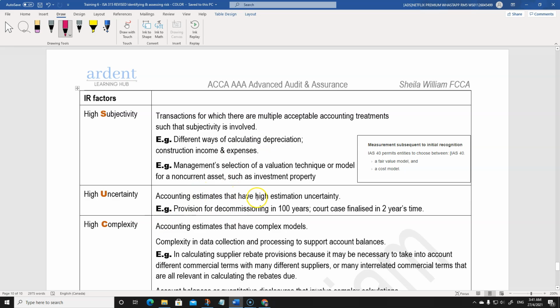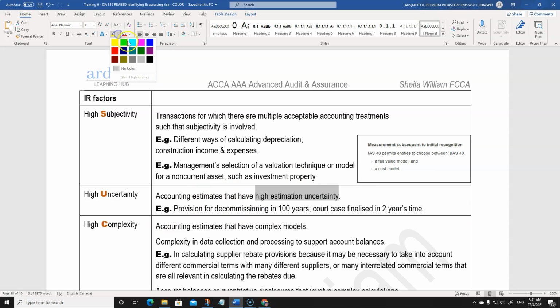Now, not all accounting estimates come under this category. Here, what are we talking about? We're talking about high estimation uncertainty, like provision for decommissioning in 100 years. Oh my goodness, how am I supposed to know what the cost is going to be in 100 years? Not only that, but how will I know what the environmental legislation is going to be like in 100 years? It's probably going to be very, very tight. And so the cost of decommissioning is probably going to be super high in 100 years' time. But you'll have to make an estimate of what kind of environmental legislation there's going to be, isn't it? So high level of uncertainty.